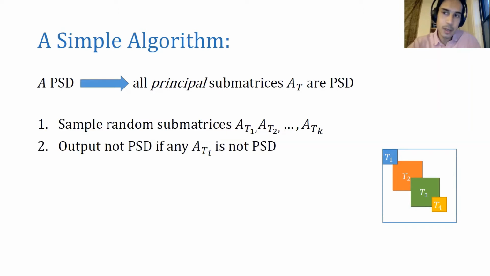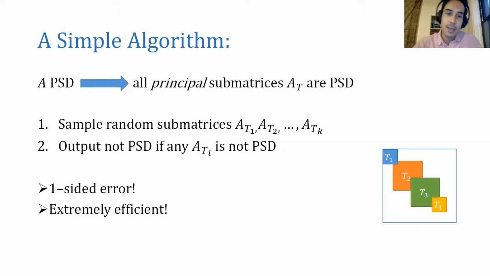Now, this algorithm, while very simple, has a very nice property, which is called one-sided error. The reason is this very simple fact up here. In particular, if A was a PSD matrix originally, the algorithm will always output PSD. It will never erroneously say not PSD when the original matrix was PSD, because all principal submatrices of a PSD matrix are also PSD. This algorithm is also very efficient insofar as hopefully the submatrices are small. So the runtime is only the runtime required to compute an eigen decomposition of a much smaller submatrix as opposed to the whole matrix.